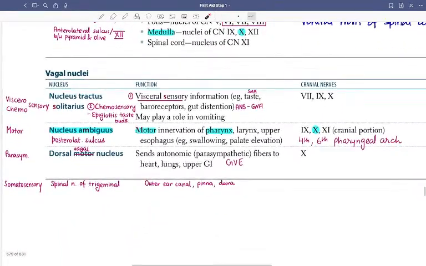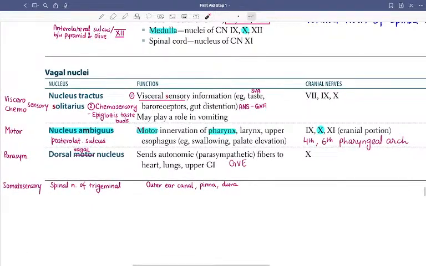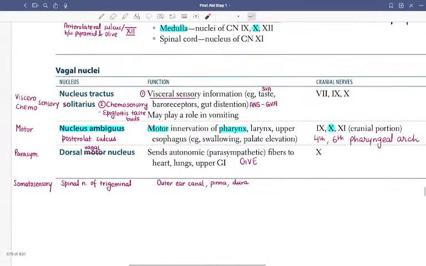Okay, next is these vagal nuclei. Vagal nuclei are not really that important, but this is the only one that had come in NEET. So we just go through it quickly, but correlate this.